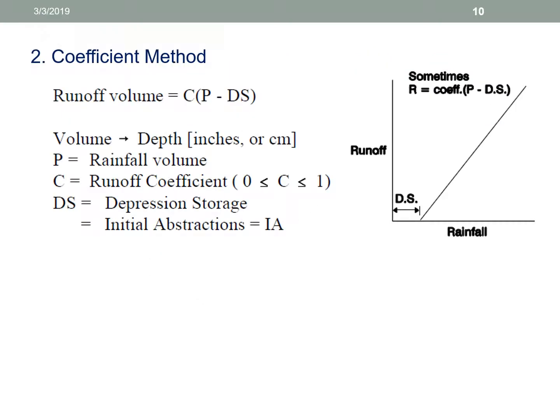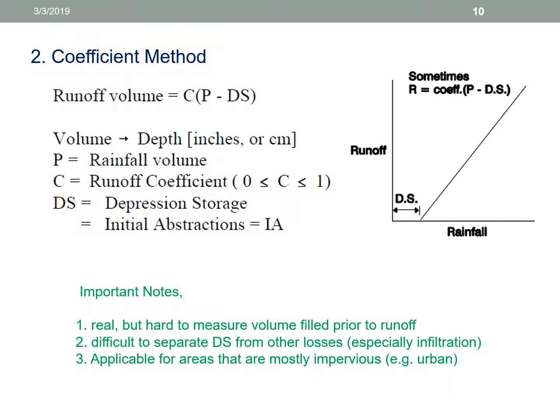Coefficient method. Runoff volume equals C times (P minus ds). Volume is depth in inches or centimeters. P is rainfall volume. C is the runoff coefficient, from 0 to 1. ds is depression storage, the initial abstractions. At the right is rainfall versus runoff. You see depression first, and then it's linear. Important note: it is real but hard to measure the volume that fell prior to runoff. It is difficult to separate ds from other losses.